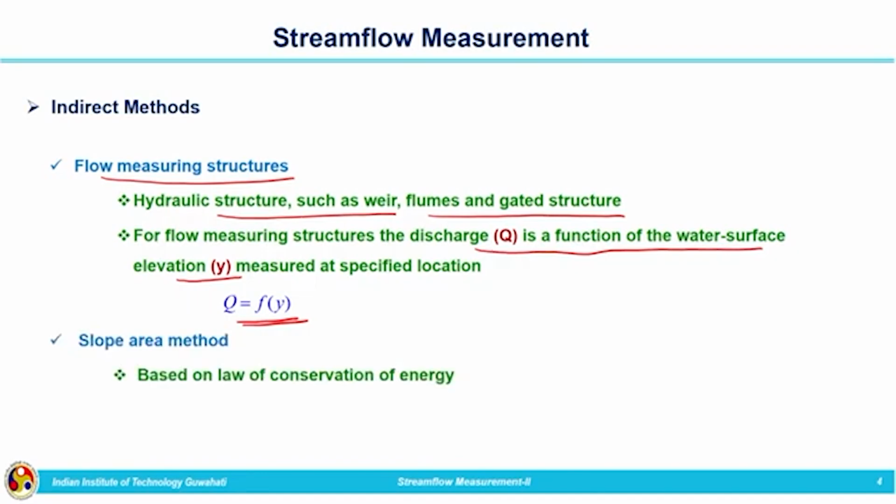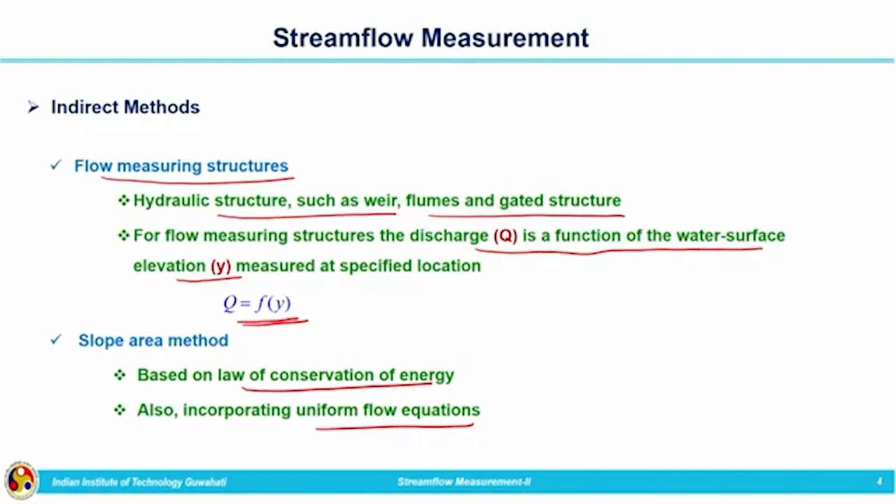The slope area method is based on the law of conservation of energy, and we can make use of uniform flow equations such as Manning's equation. If it is a flume, we can make use of Manning's equation to calculate the discharge. Water surface elevation will be measured and the cross sectional area at the corresponding structure will be known to us, and making use of the slope area method, we can calculate the discharge corresponding to a particular stream.